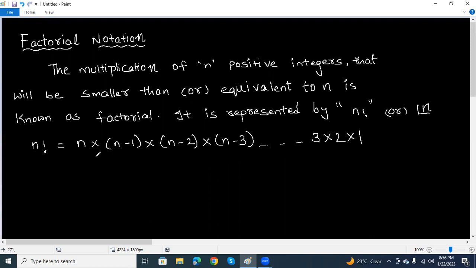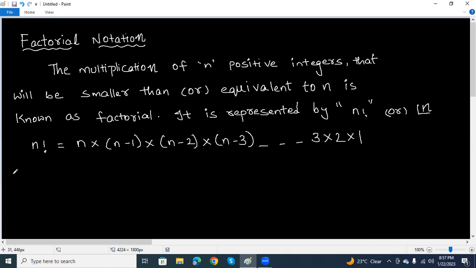So the factorial is nothing but the product of multiplication of the given number and all the numbers smaller than the given number. It is represented by this exclamatory symbol. After the number, we put an exclamatory mark.